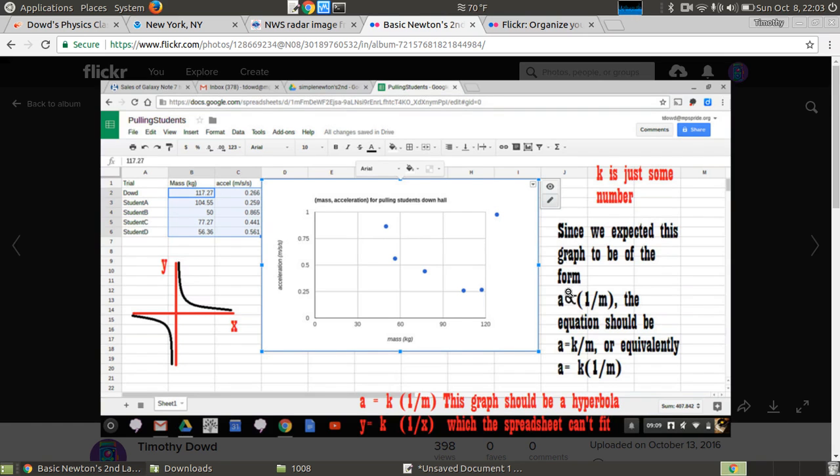We expect this to be of the form A is proportional to 1 over m. As mass gets bigger, acceleration drops. And that means we have the equation A equals k over m. There's a proportionality constant, some number k here, but the big idea is that as m gets bigger, A is going to get smaller. I'm just factoring out the k, so I'm writing A equals k times 1 over m. Now, why would I do that? What's useful about that?